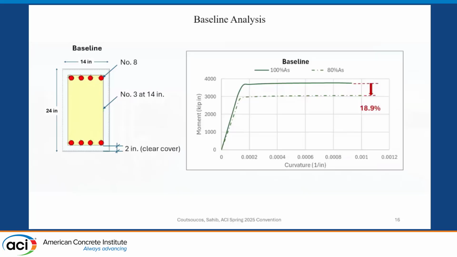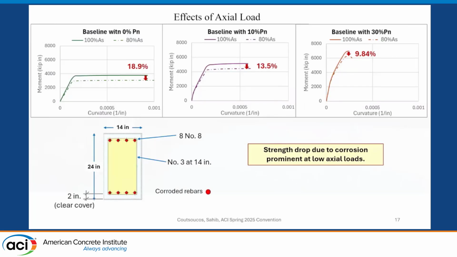Here you see the baseline analysis. So fully corroded longitudinal rebars for 20% corrosion showed a strength drop of about 19%. Moving forward, we use the baseline results and consider them throughout the rest of the effects. For effects of axial load, we see from left to right 0%, 10%, and 30% axial force applied on the column. We have respectively about 19%, 13.5%, and about 10% strength drop, which indicates that at low axial loads, we have a prominent strength drop.